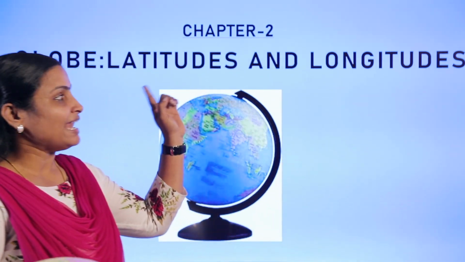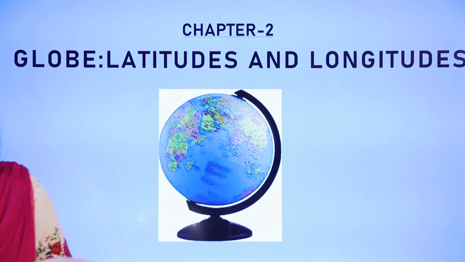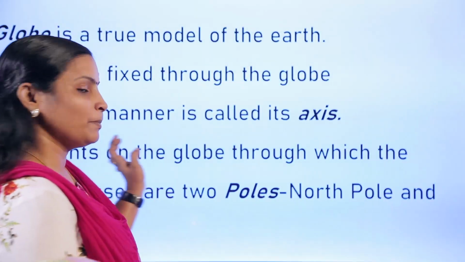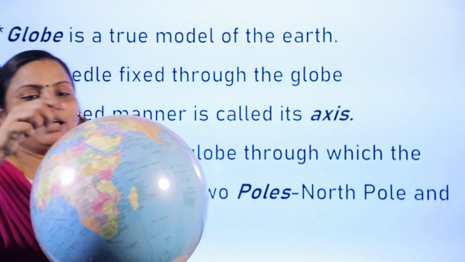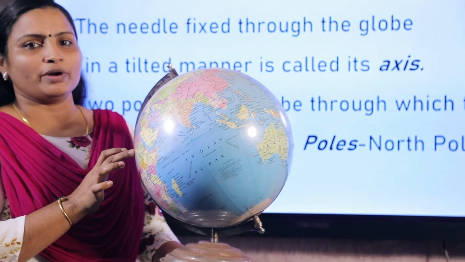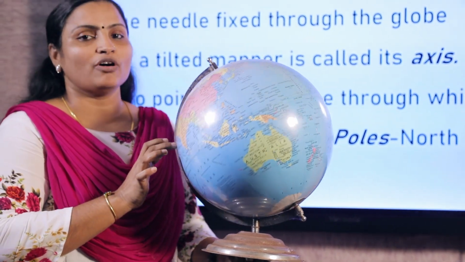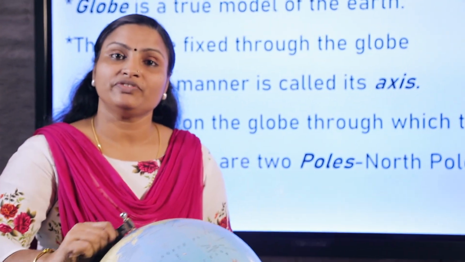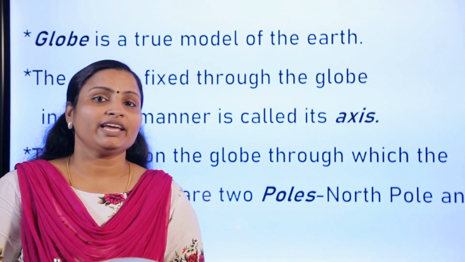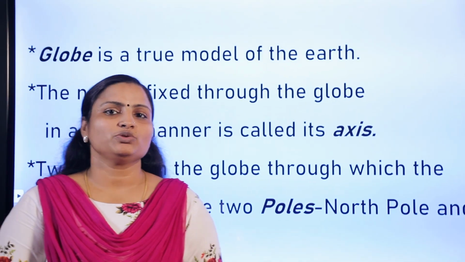Today we are going to discuss 6th standard geography, second chapter, globe, latitudes and longitudes. What is a globe? Say, I have a globe with me. Globe is a true model or miniature of Earth. We know globes are of different sizes. It is very easy to carry from one place to another.